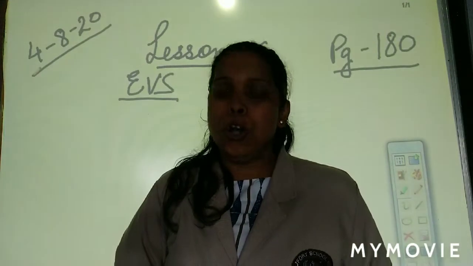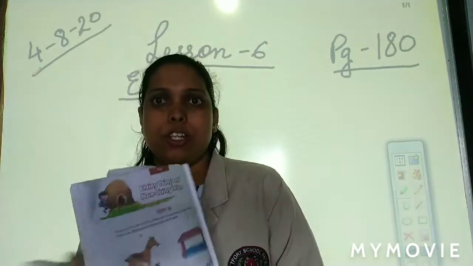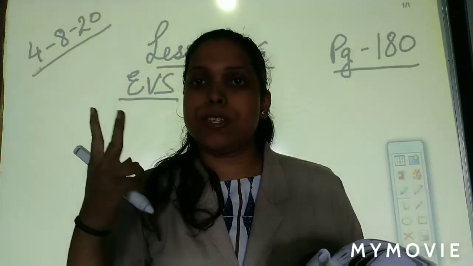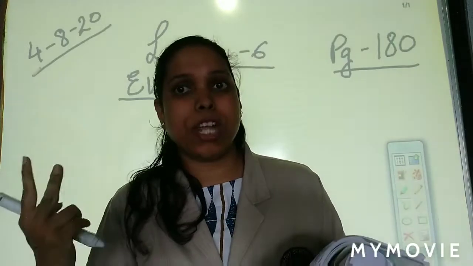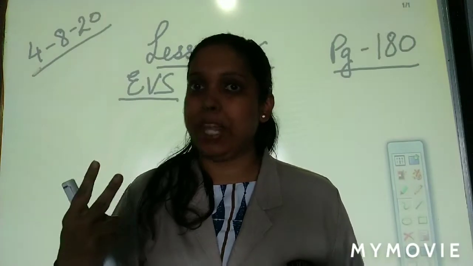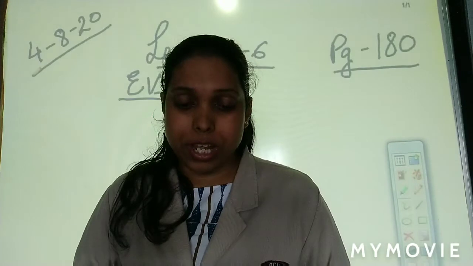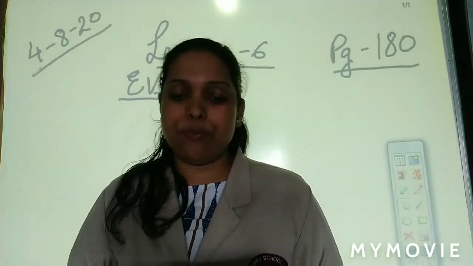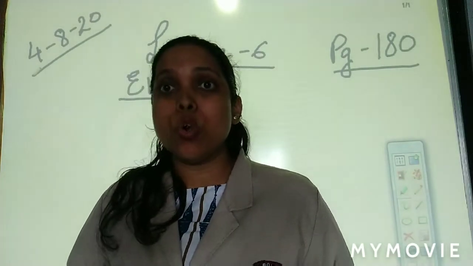Okay? So, here you can see one picture. Warm-up box is there in your book. This box. And there are two pictures. First picture is of a goat and second picture is of a table. So, the question is, picture A is a living thing, picture B is a non-living thing. Can you state two differences between picture A and picture B?